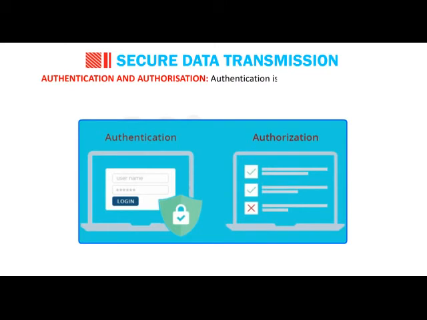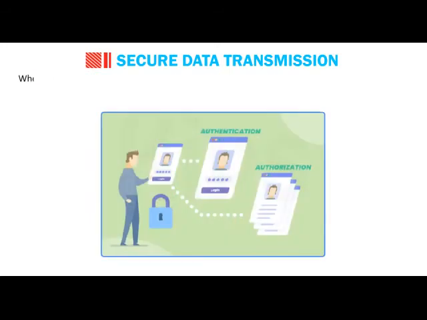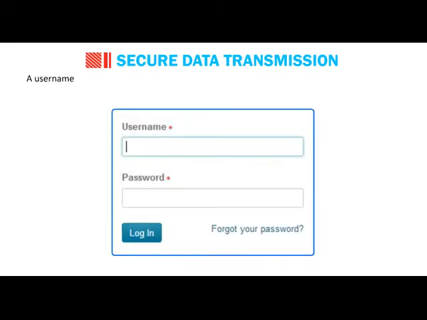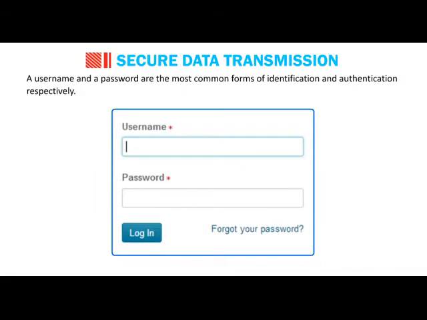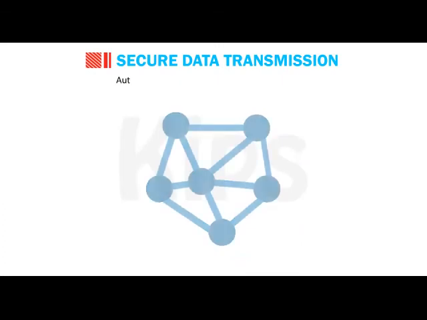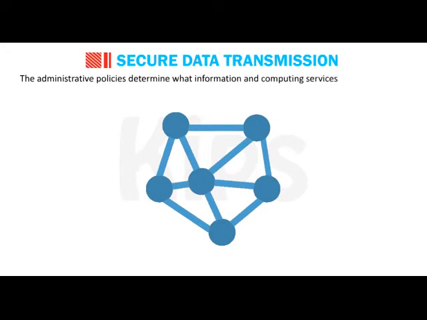Authentication and Authorization. Authentication is the basis of access control mechanism which is essential in securing data. When an individual introduces herself or himself to the security system, then her or his identity has to be verified. This is called authentication. A username and a password are the most common forms of identification and authentication, respectively. However, in present times, only this information is not adequate. Authorization is also required to access the network. The administrative policies determine what information and computing services can be accessed by whom and under what conditions.